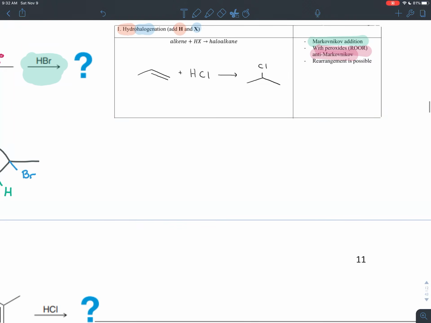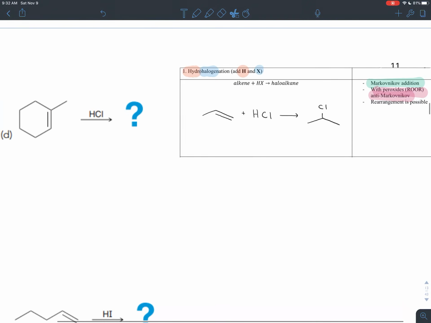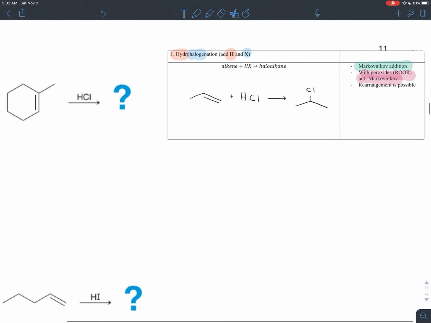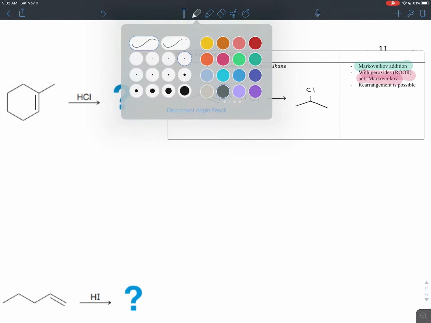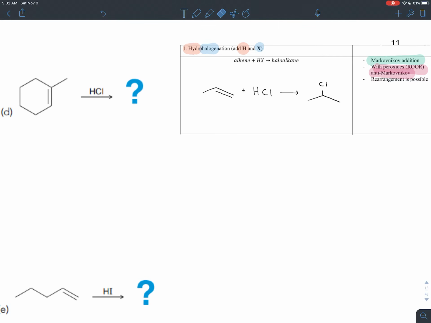Okay, let's try another one. For D, we see a double bond, an alkene, a hydrocarbon with a double bond, and then we see a hydrohalogen, a hydrogen and a halogen. Remember, the halogens are fluorine, chlorine, bromine, or iodine. So that means we're doing hydrohalogenation. We're adding H and X. Now, we don't see a peroxide. We don't see ROOR. So we know that this is going to be Markovnikov addition.